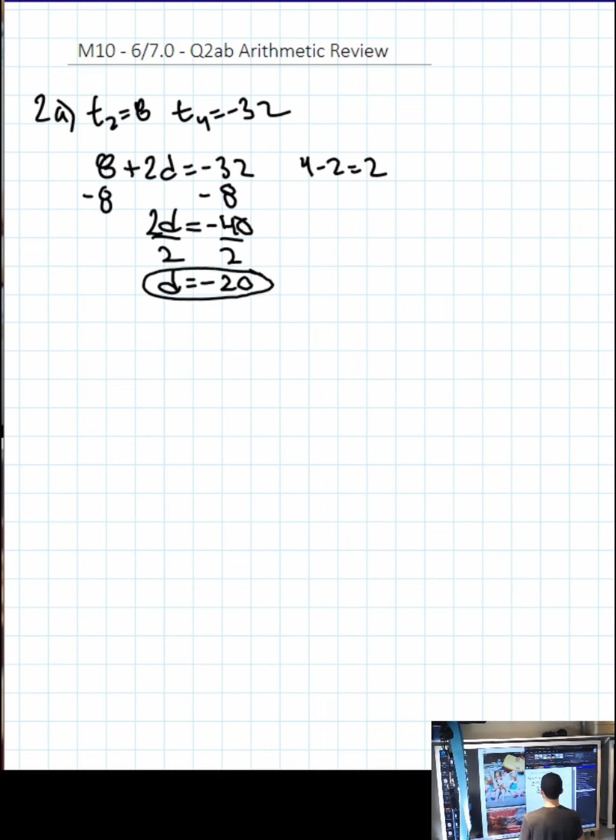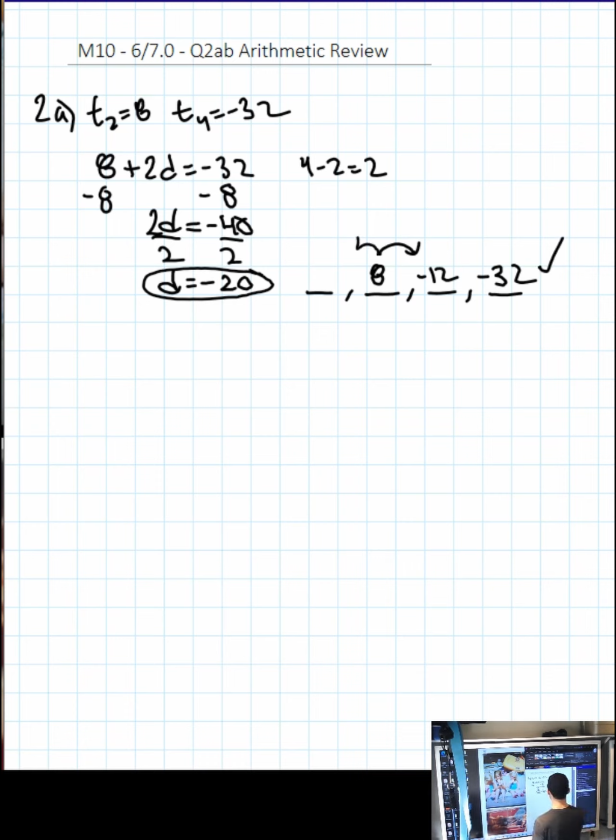Then we can answer the question: blank, comma, blank, comma, blank, comma, blank. It says find t1 and d. So we know t2 is 8, and we know t4 is negative 32, and we know d is negative 20. So these terms are going down by 20 each time. So 8, if I go down by 20, 8 minus 20 is going to be negative 12. And then if I minus 20 again, we get negative 32, check mark.